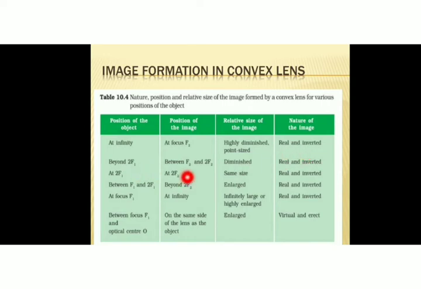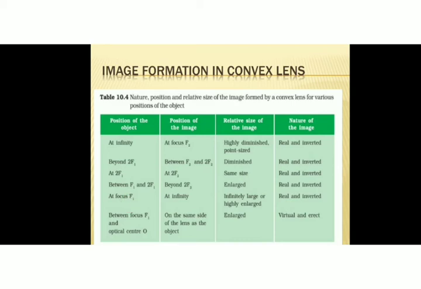When the object is beyond 2f1, the image is formed between f2 and 2f2. Size is diminished, real and inverted. When the object is at 2f1, the image is also formed at 2f2, and a same-sized image is formed, real and inverted. So this position is important. You can expect the question: at which position of the convex lens will it produce a same-sized image? So for which position? The object at 2f1. Then when the object is between f1 and 2f1, the image is formed beyond 2f2 and it is enlarged, real and inverted.